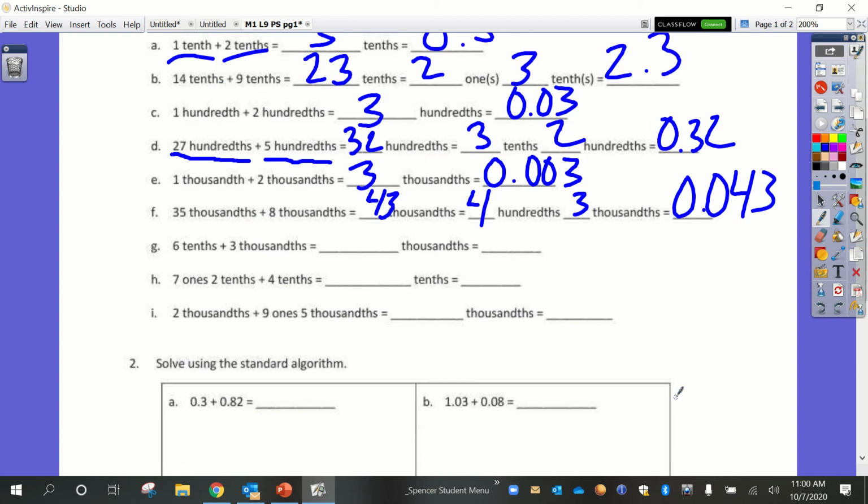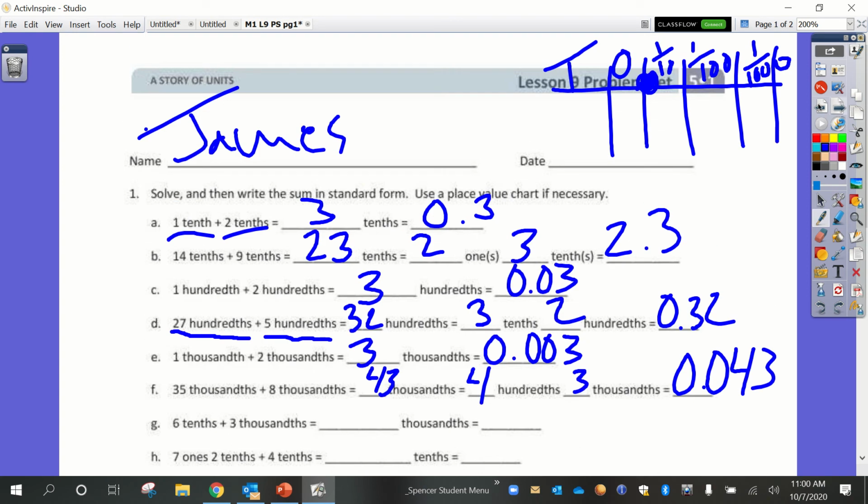Let's do the next couple together. 6/10 plus 3 thousandths. Okay, well, they're not the same unit. So I can just go back up to my place value chart. Whoops, other direction. Place value chart. I know that there's 6 in the tenths place, but only 3 in the thousandths. So if I'm visualizing that, is there anything in the hundredths place? Nope. So we know that this would be 603 thousandths, or 0.603.